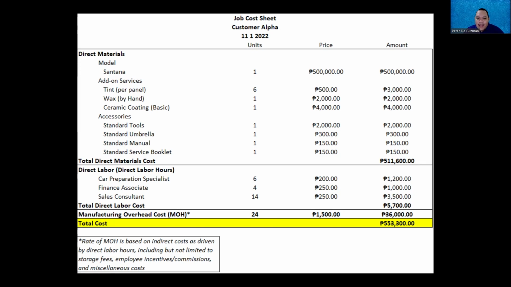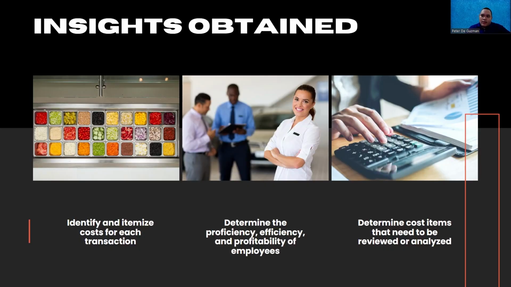So, this and the other two customers have job cost sheets. And as we can see, everything is specific, everything flows freely, and there are insights or stories to be obtained from each job cost sheet. And this is why the job costing system is such a valuable tool for any firm, particularly the automotive dealership firm.